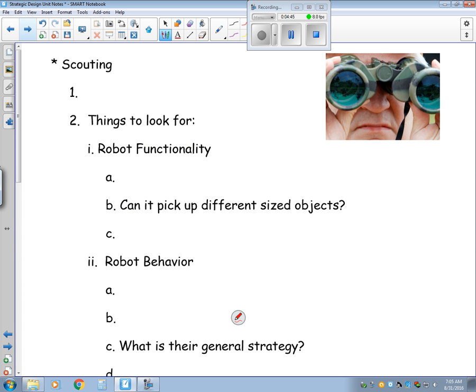The next part to your strategy is scouting. So the way the tournament works is initially, in the preliminaries, you are paired up at random with another robot to play a match. It's a 2 versus 2 match. After the preliminaries, if you're in the top 8, you get to choose your own alliance.